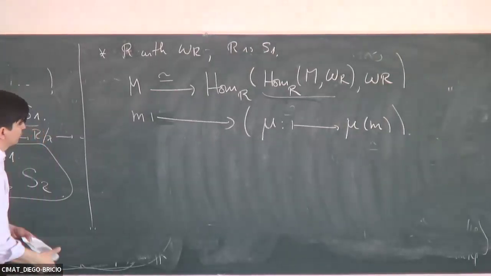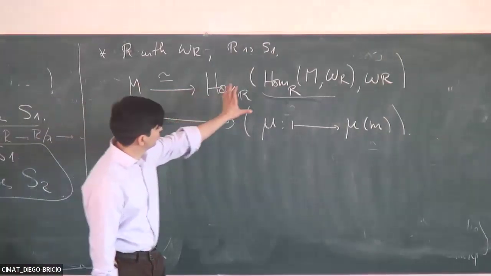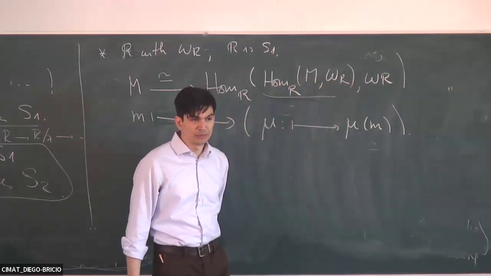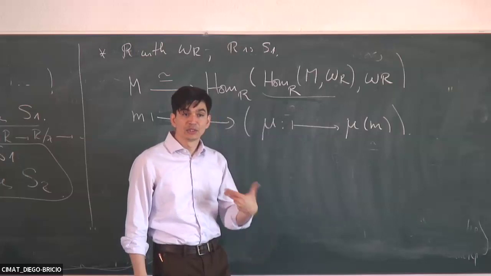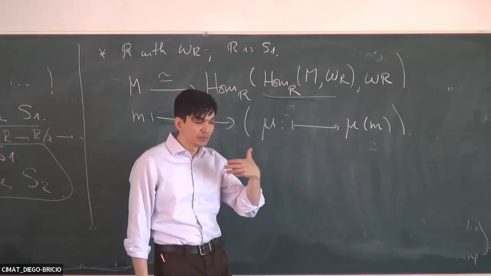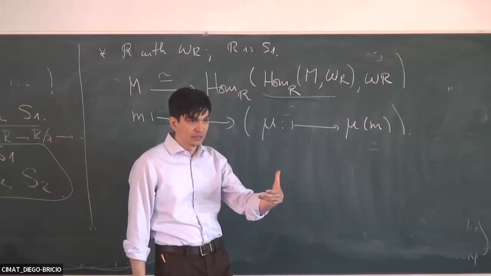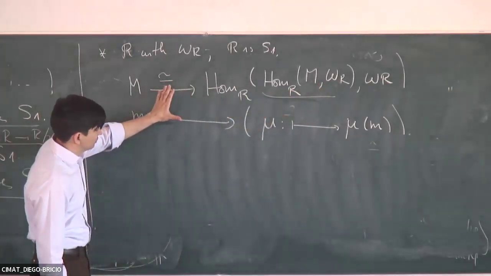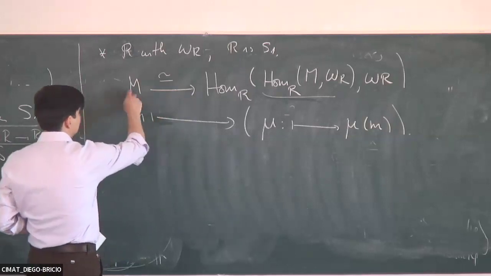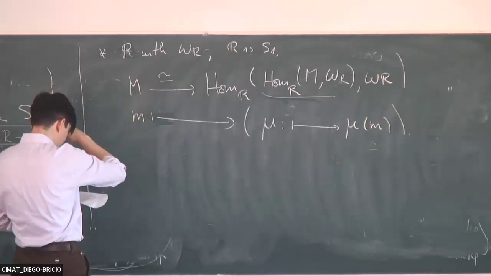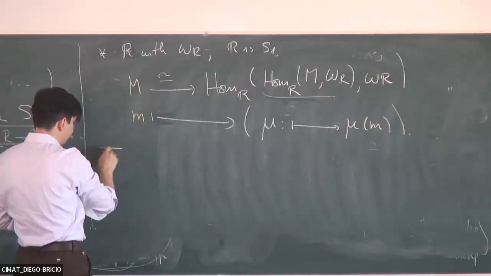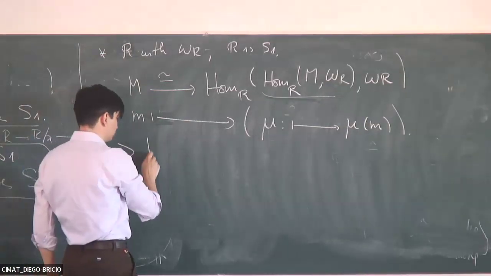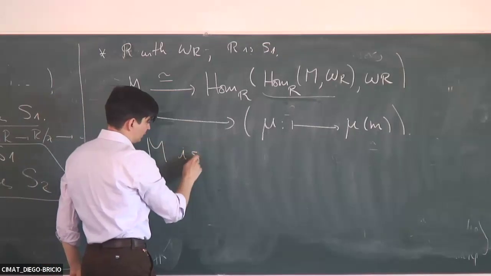So there is this canonical map. What you can see we're doing here is taking a sort of double dual, but we dualize with respect to omega. Omega has good dualizing properties. That's why we like it. And we want this to be an isomorphism. This is an isomorphism if and only if, and this is the important punchline, M is S2.